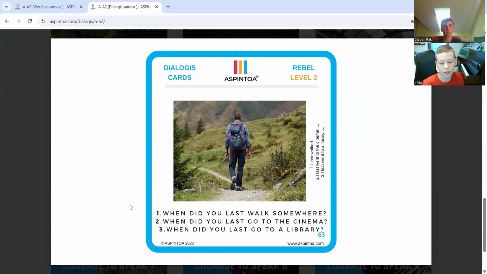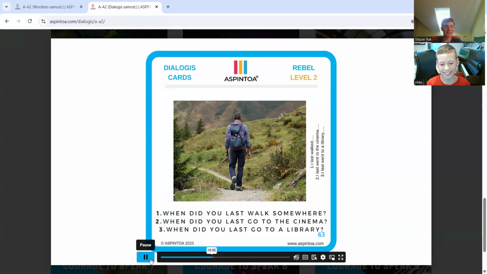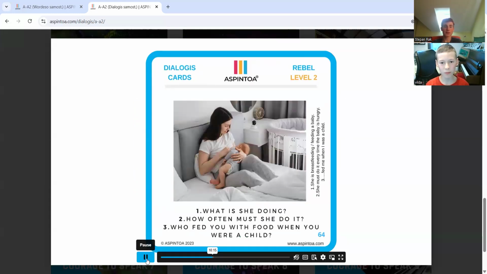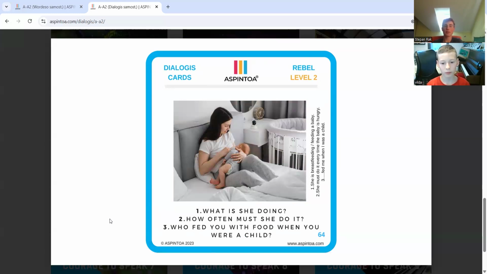And when did you last go to the cinema? I last went to the cinema maybe a month ago. And when did you last go to a library? To be honest, that must be about 2 years back. I did some volunteering there. I put the books back onto the shelves. But when I ended that, I probably haven't been to a library since.